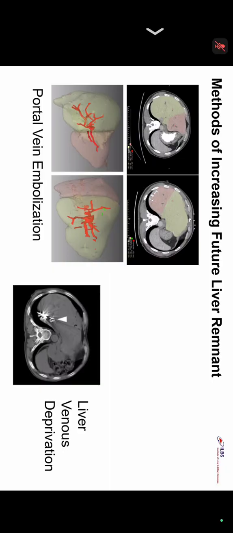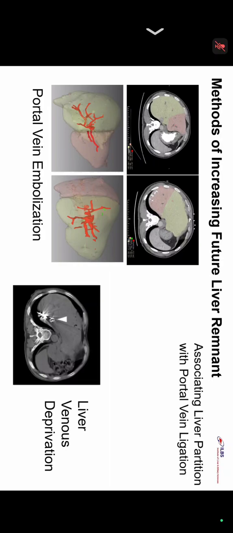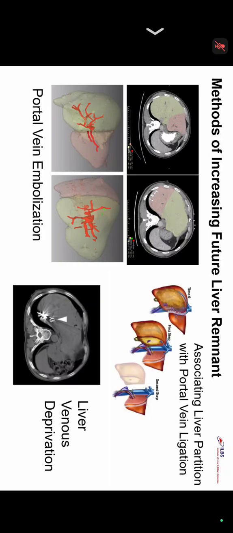So one of the issues with portal vein embolization was inadequate hypertrophy. So if you embolize the vein along with it, then you can achieve better hypertrophy. And the third way to do is ALPPS, that is associating liver partition with portal vein ligation. So this is a two-stage operation.